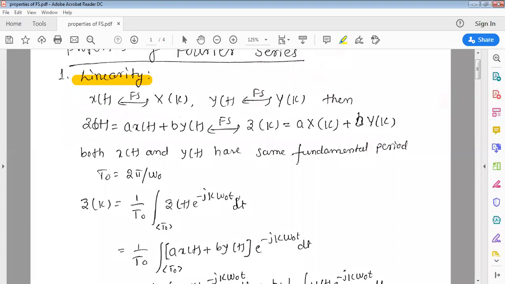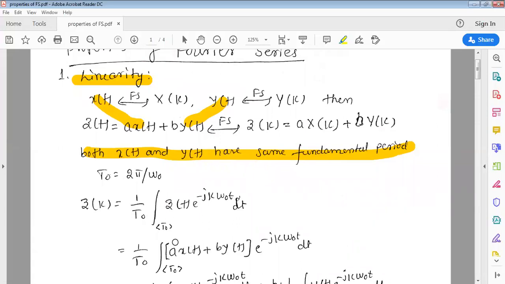Then z of t, which is a combination of x of t and y of t, so a into x of t plus b into y of t. When you obtain the Fourier series, z of t transforms to z of k, and a will remain unchanged. It is a constant. x of t becomes x of k, and b y of t becomes b y of k. So z of k will become equal to a x of k plus b y of k. But one thing you remember, both x of t and y of t should have the same fundamental period. Otherwise, this relation is not valid.